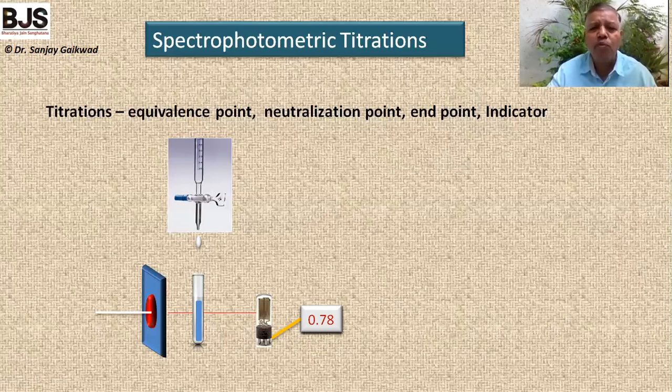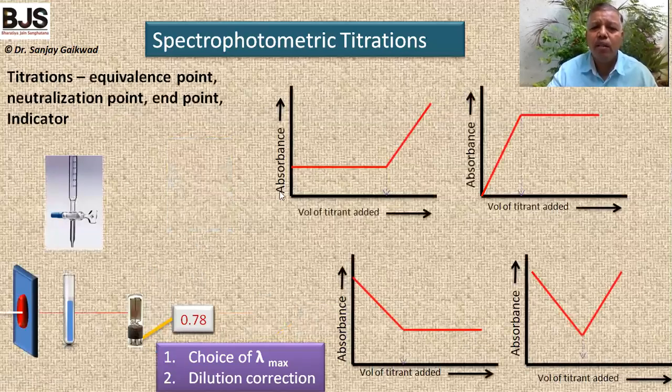Now if we plot the graph of this, it is observed that initially, by addition of the solution from the burette, there is no change in the absorbance, but after a certain time the absorbance increases continuously. Now after plotting the graph, when we extrapolate this line, this is exactly the equivalence point of the titration. In some cases, initially the absorbance goes on increasing, and after a certain time the absorbance remains the same, and at this point is the equivalence point of the titration.